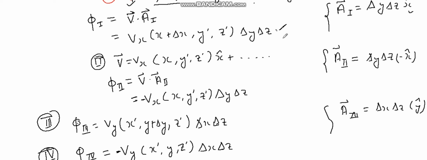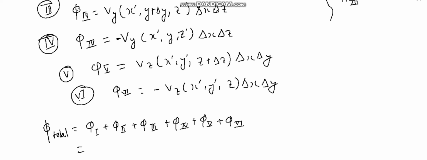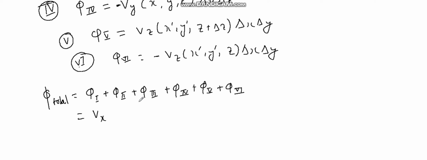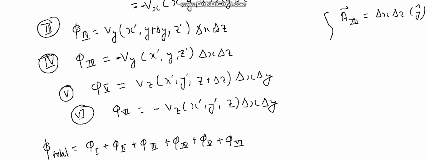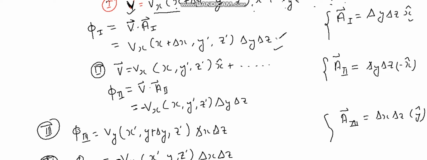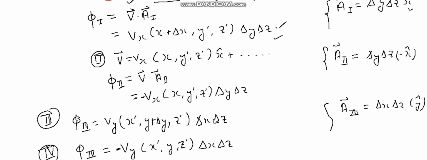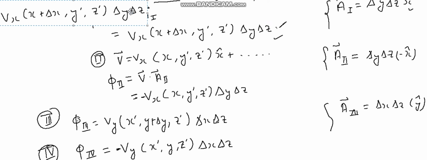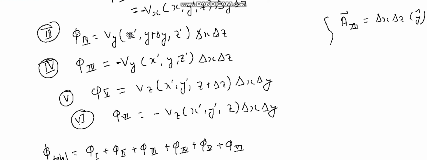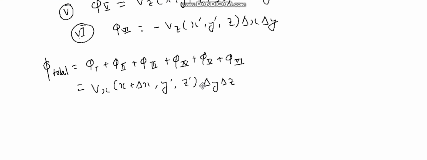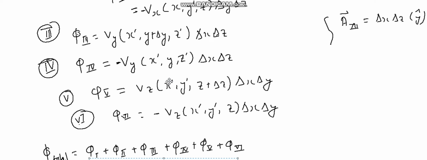Okay, so this is the phi 1, Vx. Let me just copy and paste it over there. So this is the first quantity, I mean the first flux of the first surface.